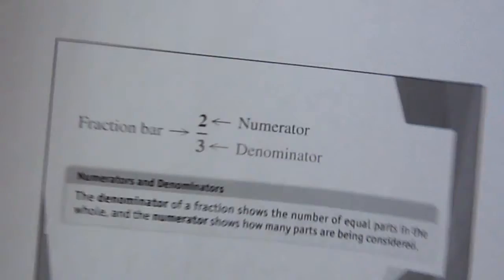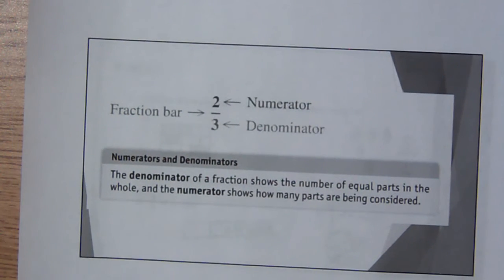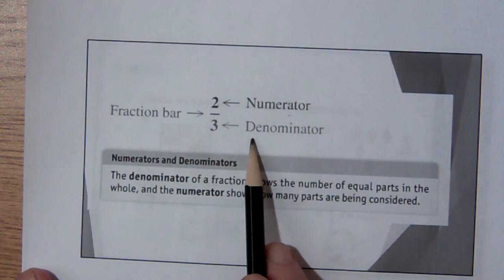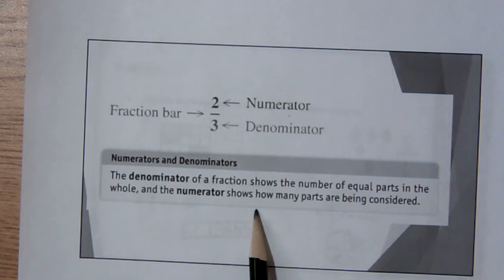Now we do have names for these things. The thing that goes on top is called a numerator, and the thing that goes on the bottom is the denominator. So the denominator of the fraction shows the number of equal parts in the whole, and the numerator shows how many parts are being considered at the time.